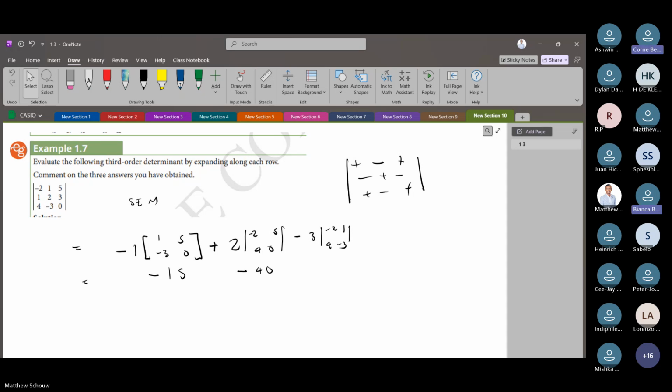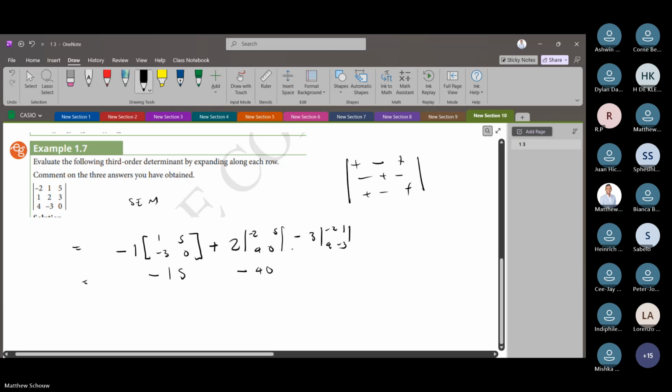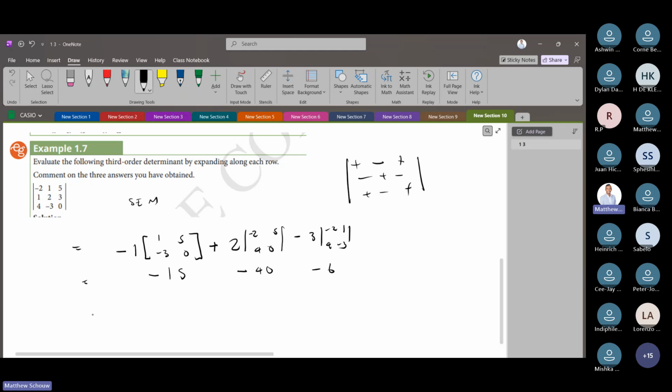So I got -6. -6, right? Okay. This is all negative values. That's -55. No, negative 55. Therefore, this is negative what? 61. Do we all get -61 in the end? Yes, sir. Cornelius says yes.